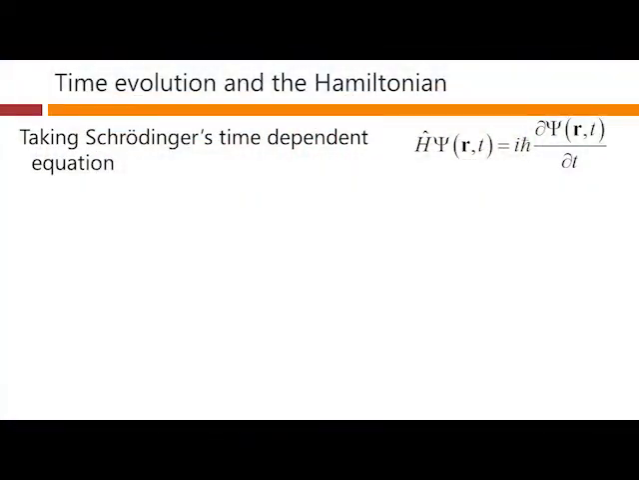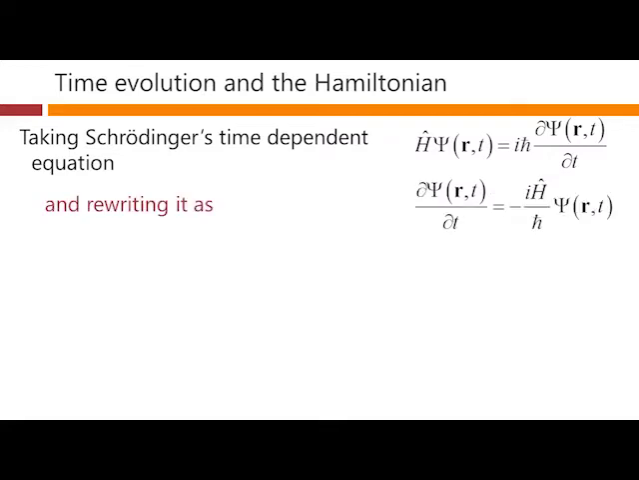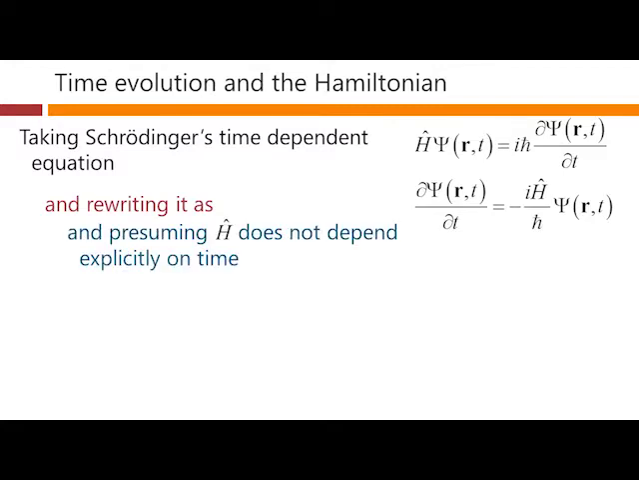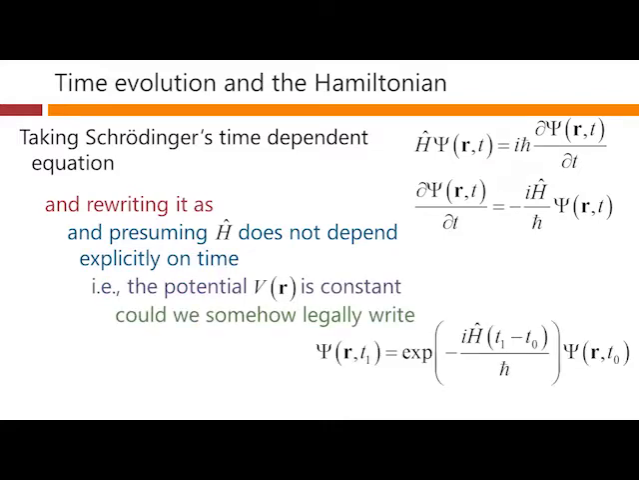Taking Schrödinger's time-dependent equation, so here's Schrödinger's time-dependent equation over on the right, and simply rewriting it by moving the i h bar about, and presuming that the Hamiltonian operator does not depend explicitly on time. That really means in Schrödinger's equation that the potential doesn't depend explicitly on time. Could we somehow legally rewrite this form here? Now, let's look a little bit at why we would even think of doing that.